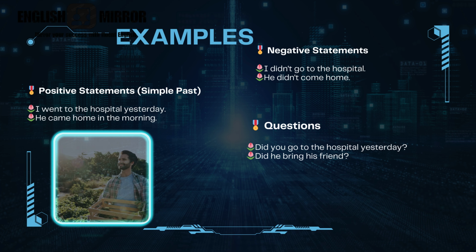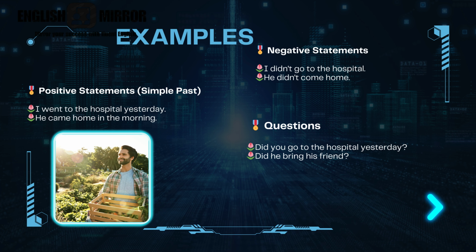Now we can look at the examples. Examples for positive statements first, in simple past. I went to the hospital yesterday. Yesterday itself indicates the action has happened in the past. I is the subject and went is the verb's second form. He came home in the morning. He is the subject and came is the verb's second form. Negative statements: I didn't go to the hospital. I is the subject. Did plus not has been used here, so we'll be using the verb's first form. He didn't come home. He is the subject, did plus not is the usage and come is the verb's first form.